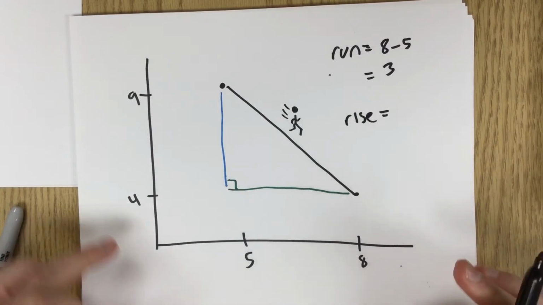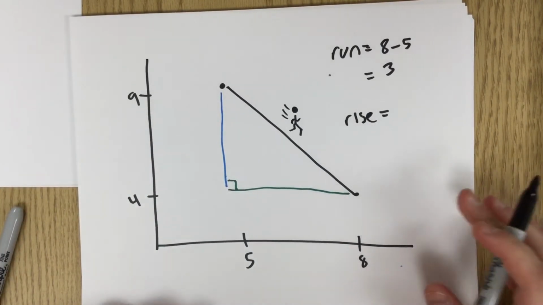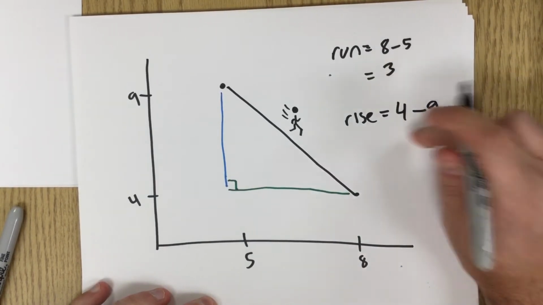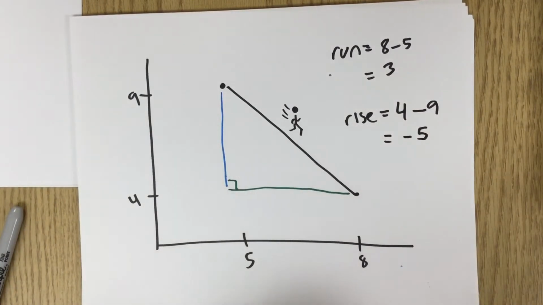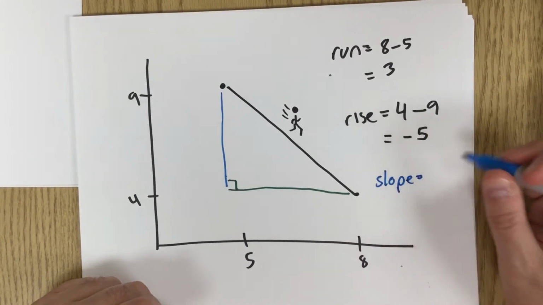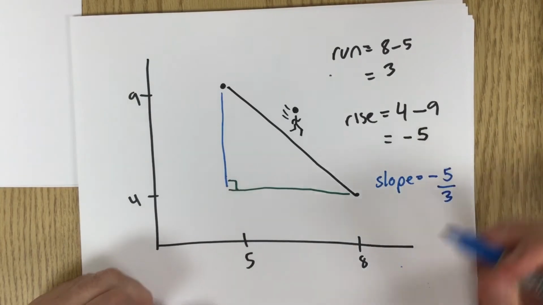So one way to look at it is that we went from 9 to 4. We went down 5. If you wanted to do it in kind of a mathy way, we ended up at 4. We started at 9. And 4 minus 9 is actually negative 5. So we do get that negative regardless. So common sense, because it's going down, or mathematically because we end up lower than where we started. So the slope is rise over run, which in this case is going to be negative 5 over 3.